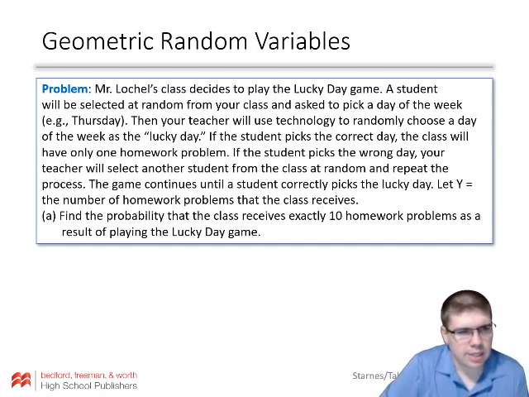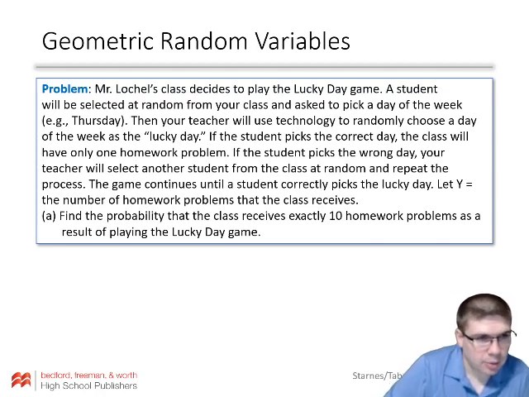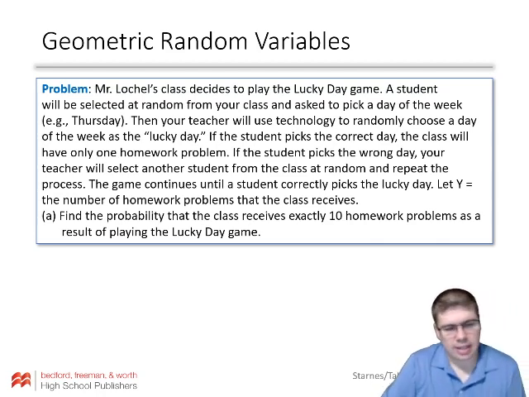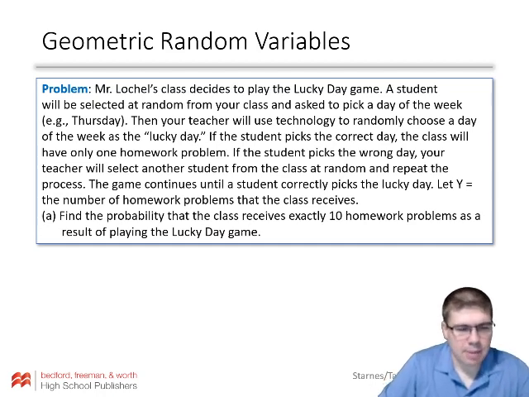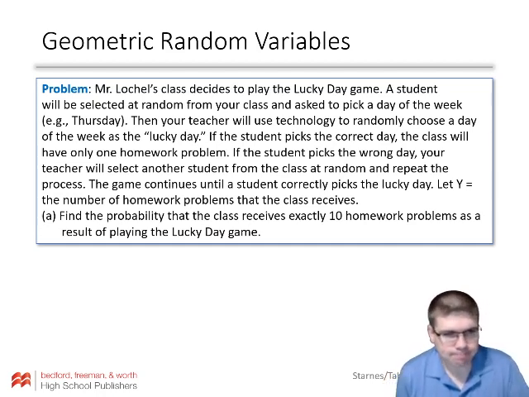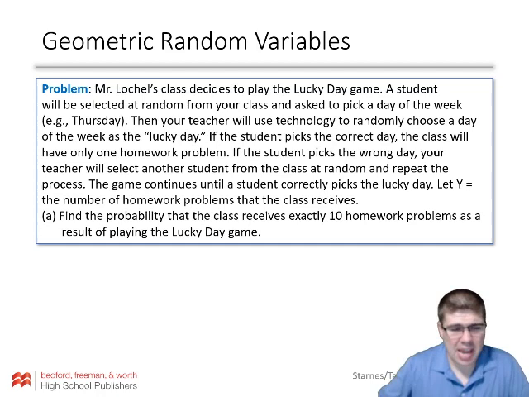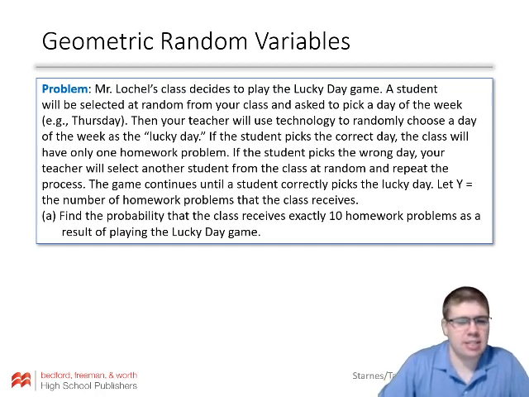All right, so it looks like it is 1/7. I don't see anything about weekday provisions or anything like that. So basically what this amounts to is a bunch of failures, 9 failures, and then a success. And we want to know the probability of that. And so y equals 10.